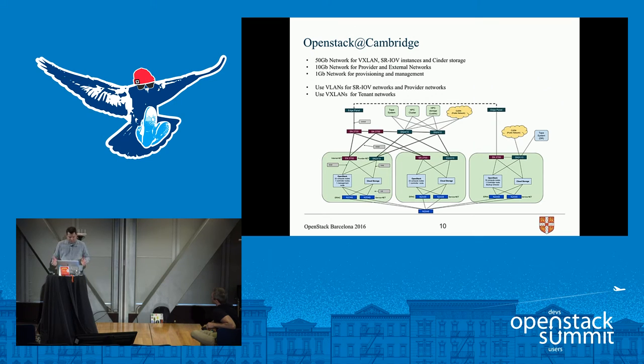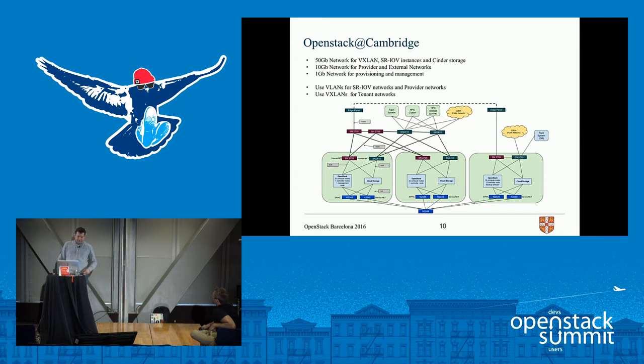I'll talk a little bit about our OpenStack. So our OpenStack infrastructure consists of three zones. We've got 50 gigabit Ethernet, which we use for Cinder storage, access for SR-IOV instances, for fast network and RDMA accelerated instances, and also used for VXLAN for the tenants' network. We also have a 10 gigabit network on each hypervisor for using it with provider and external networks. So our Lustre file systems will be accessed via that 10 gig network. And we also have a 1 gigabit network for management and provisioning.